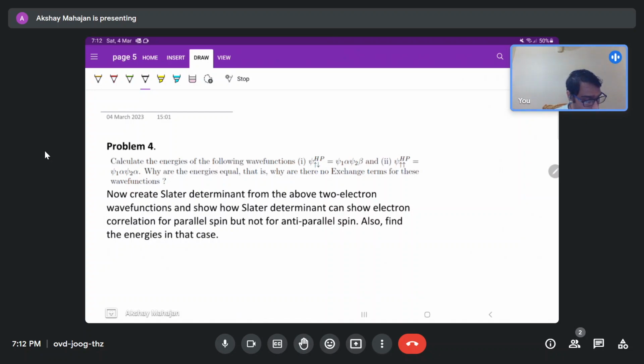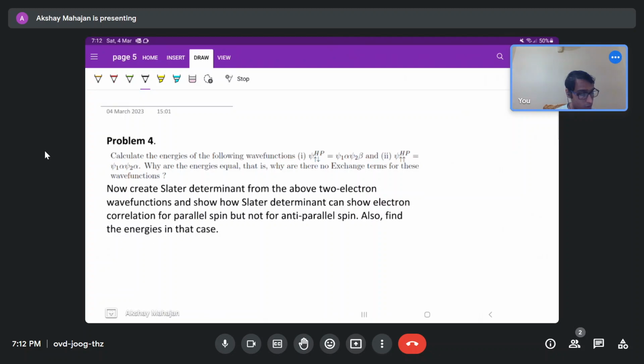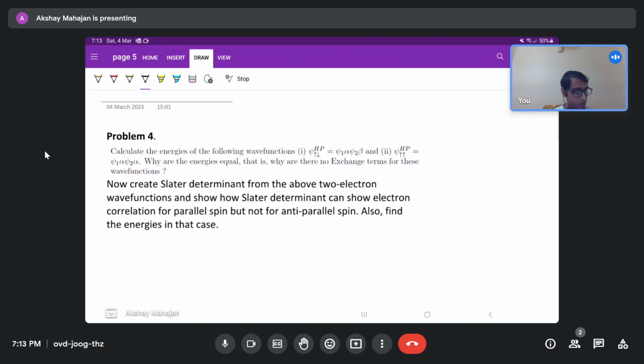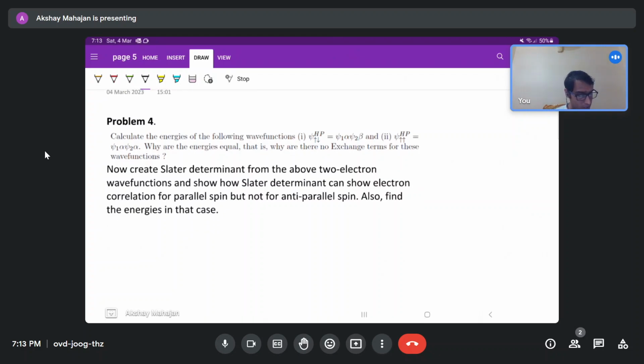Now what are the energies? We need to calculate the energies of these wave functions. We basically have a two electron system, and we have to calculate the energies with respect to these Hartree products. And then we see that these energies will be equal. So why are these energies equal, and why is there no exchange term for this wave function? Now we can also create a Slater determinant from the above two electron wave functions and show how the Slater determinant can show electron correlation for parallel spin but not for anti-parallel spin, and also find the energies in that case.